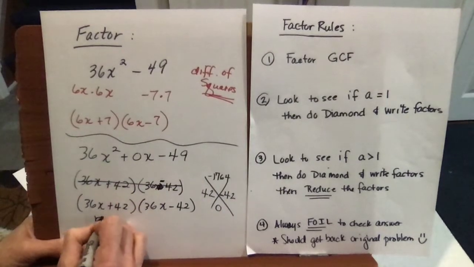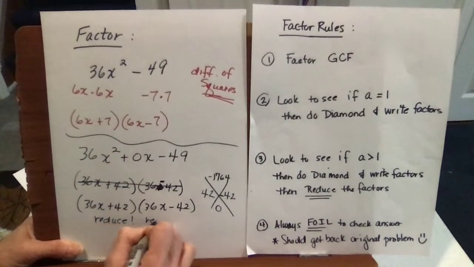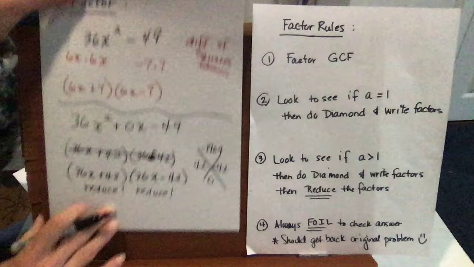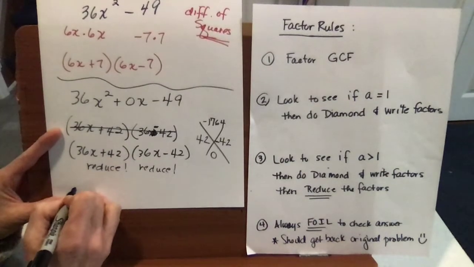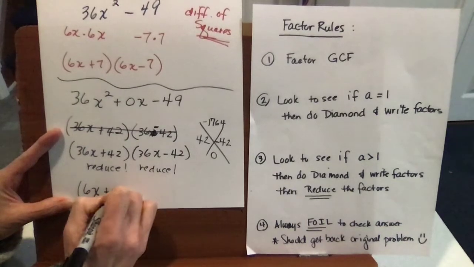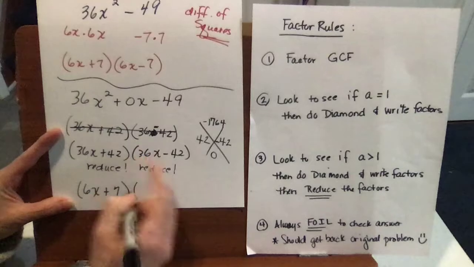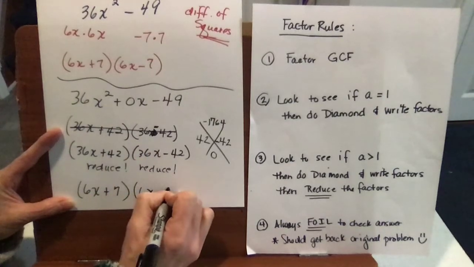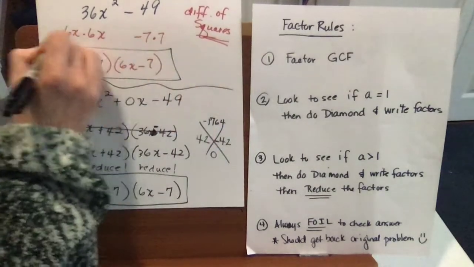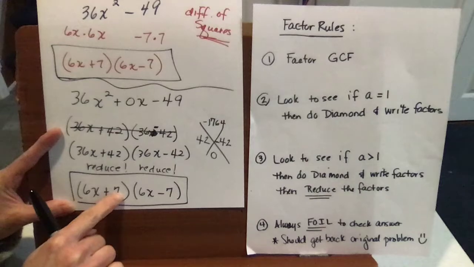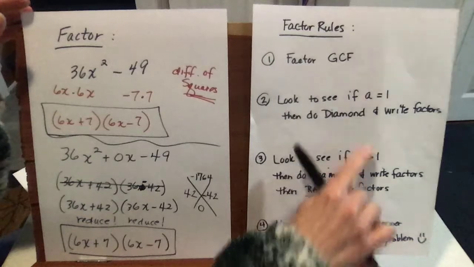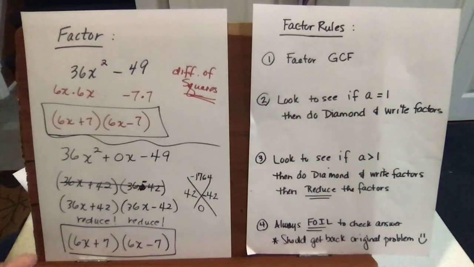But now you have to reduce each one of these because we didn't have a GCF, but we can't leave these like that. So each of these can be reduced by 6. So 6 divides into 36 6 times, leaving us with 6x. 6 divides into 42, 7. And the same thing here. So we'll get 6x and we'll get minus 7. So either way, you're going to wind up with the same answers, whether you recognize the difference of squares or you go about it looking to see if a is equal to 1 or greater than 1 and do your diamond.